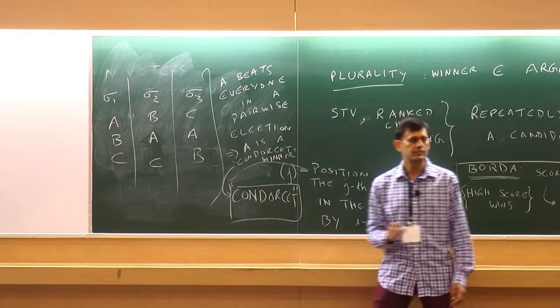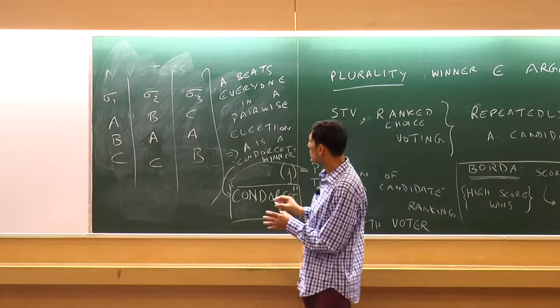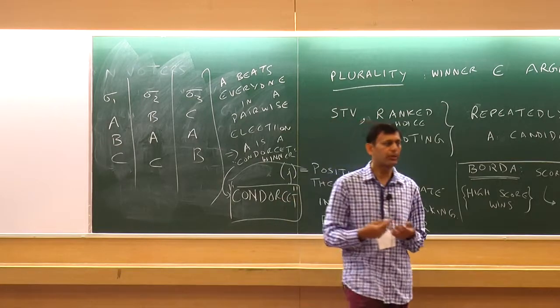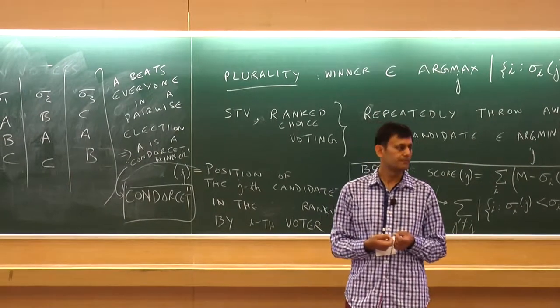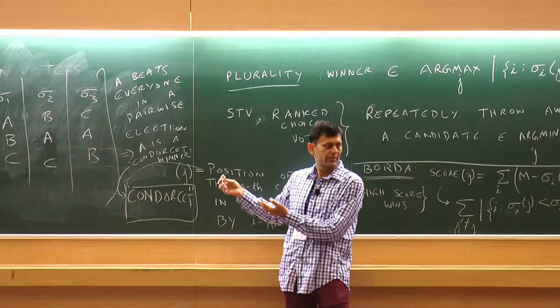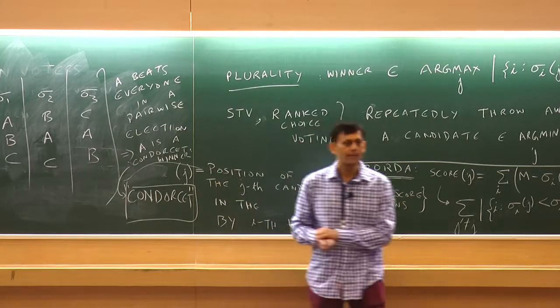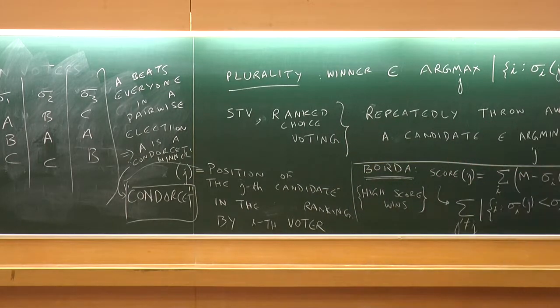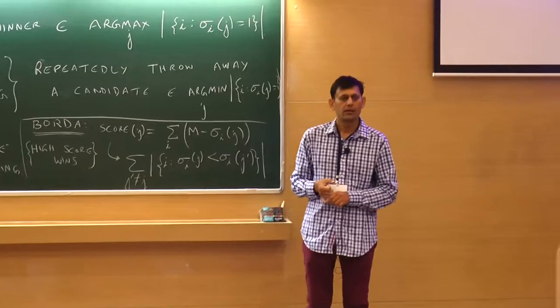Okay. Does this make sense? Yeah. So in general, we would like to have this property that when there is a Condorcet winner, the Condorcet winner should win. Okay? It's a very non-controversial property that when there's a Condorcet winner, the Condorcet winner should win.